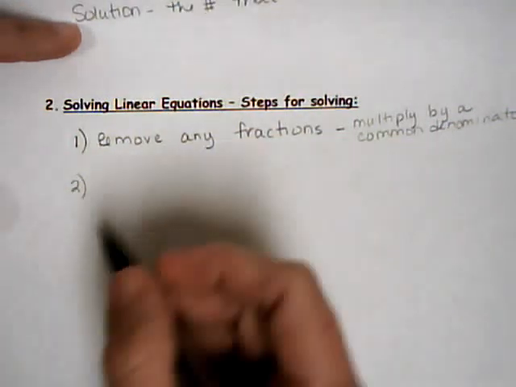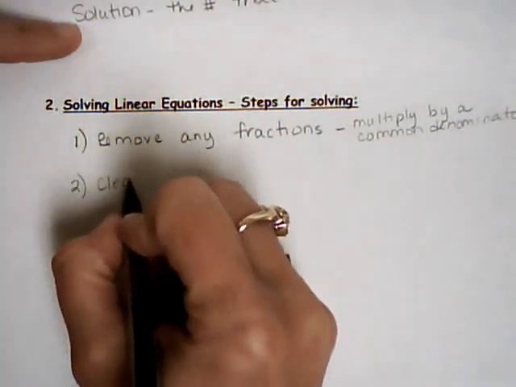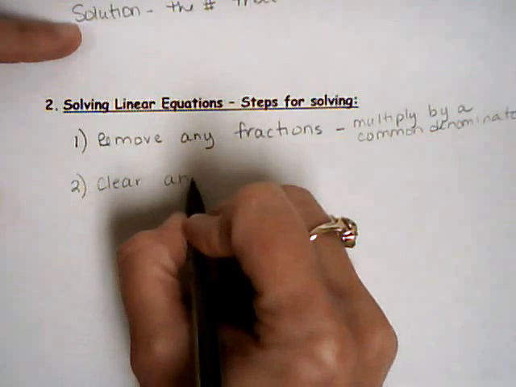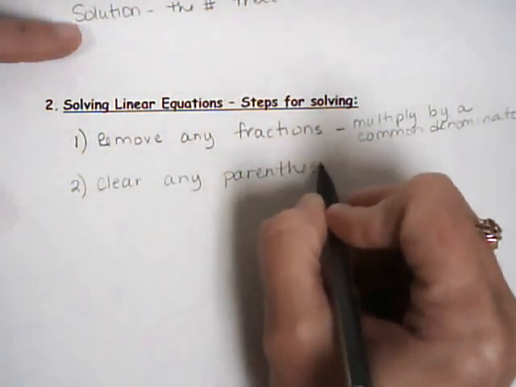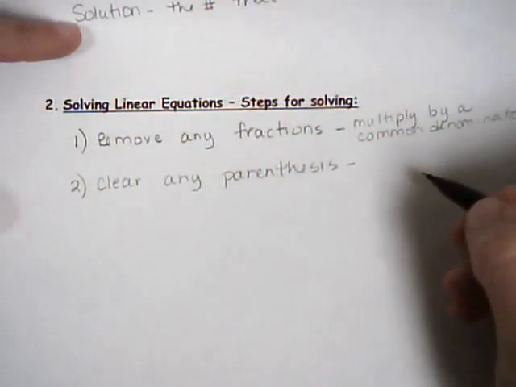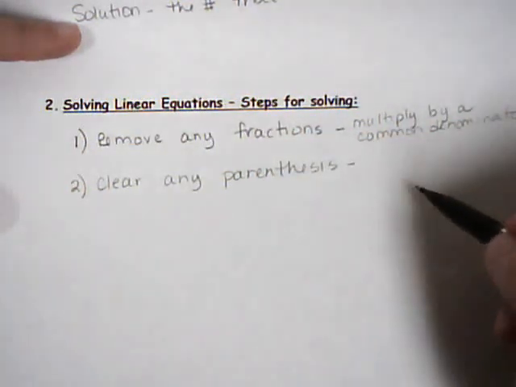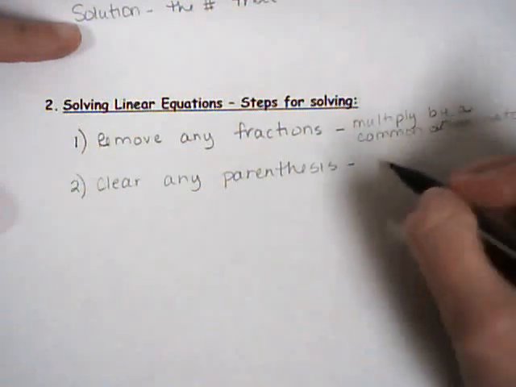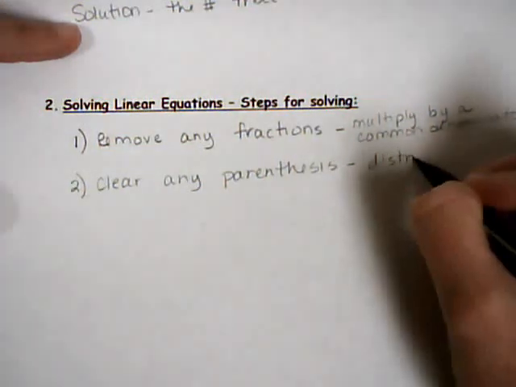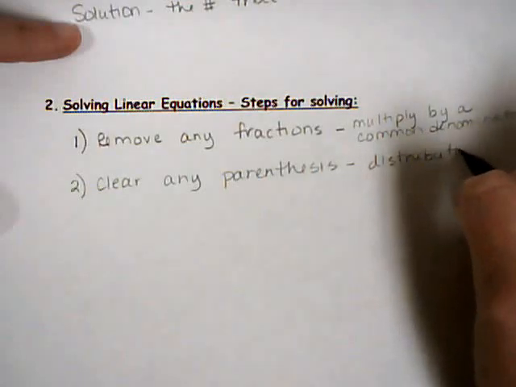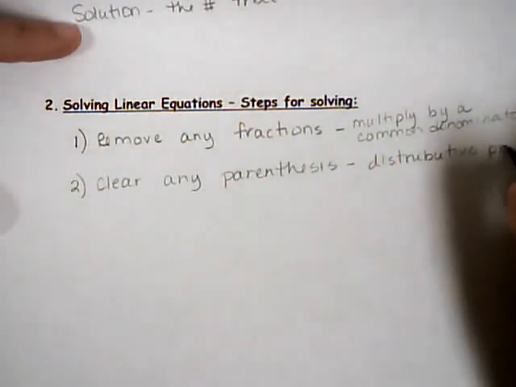Step 2, you want to clear any parentheses. And again, your problem may not have parentheses, so this is one of those steps that you may not have to do every time. So how do we clear parentheses? If you remember from chapter 1, hopefully, that is by distributing. So we use the distributive property.